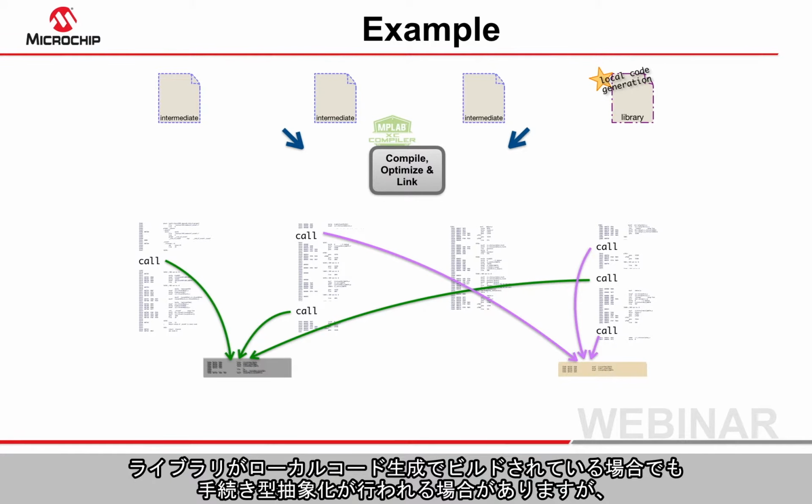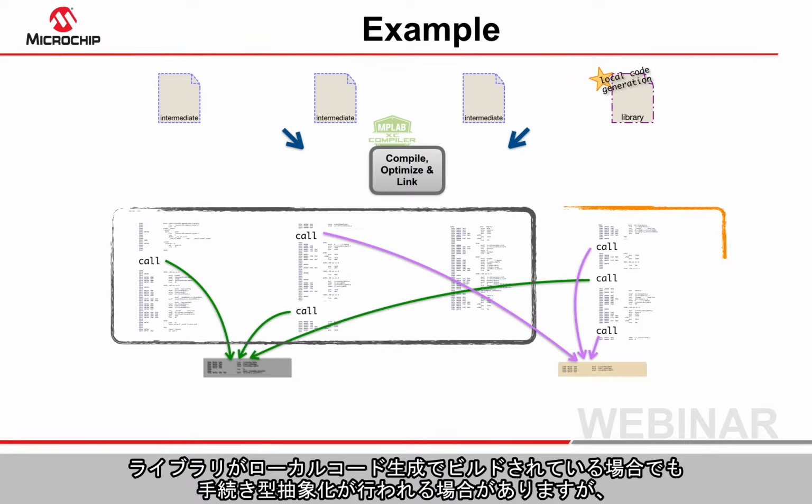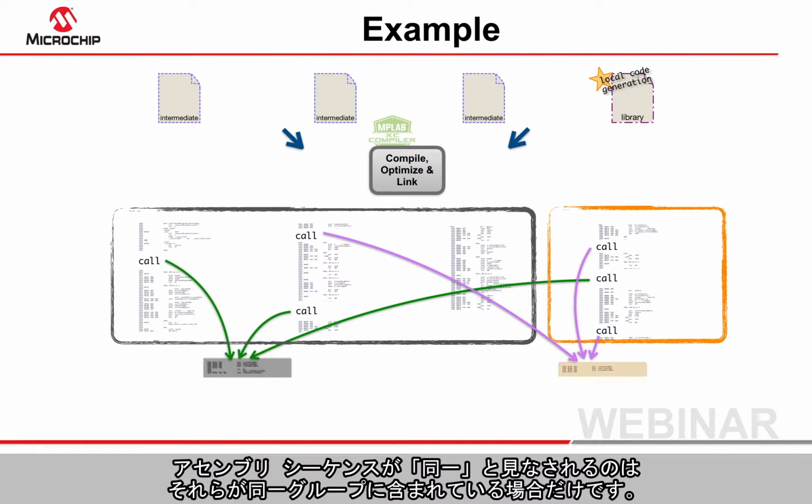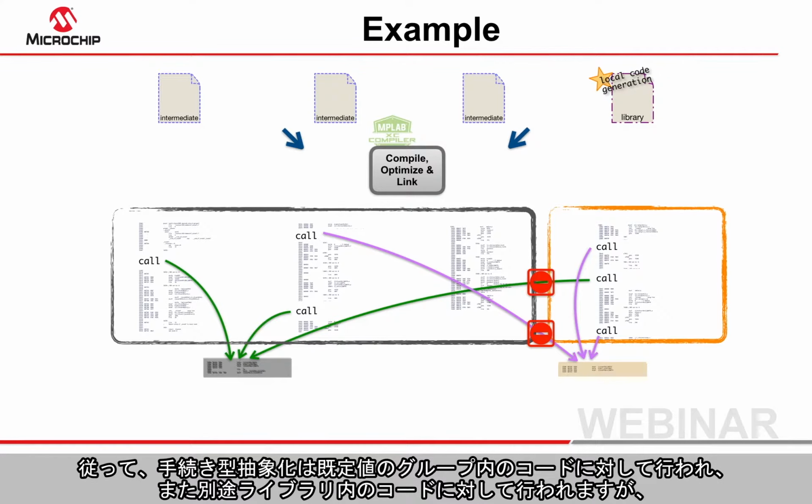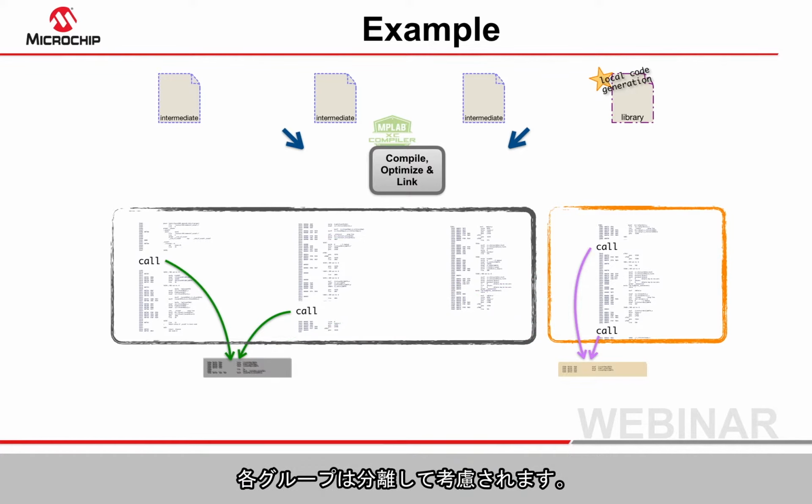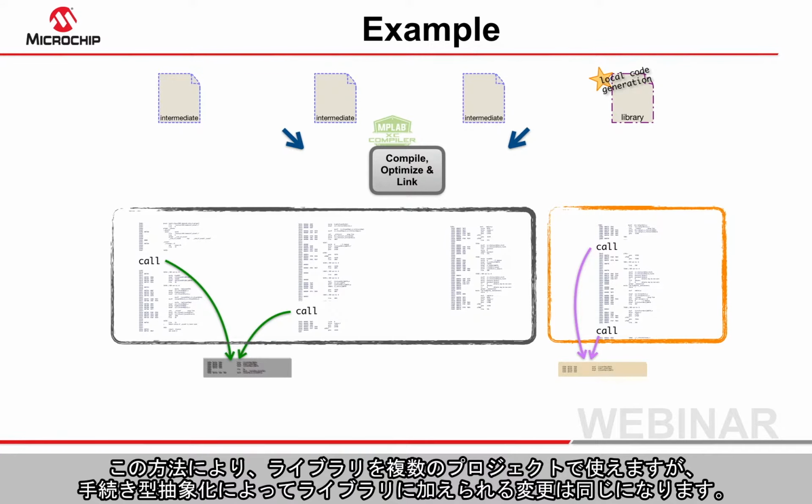If a library had been built using local code generation, procedural abstraction can still take place, but the assembly sequences are only considered identical if they are contained in the same group. Thus, procedural abstraction will take place on code within the default group, and it will independently take place on code within the library, but each group is considered in isolation. In this way, a library could be used by several projects, but the changes made by procedural abstraction to the library will be the same.